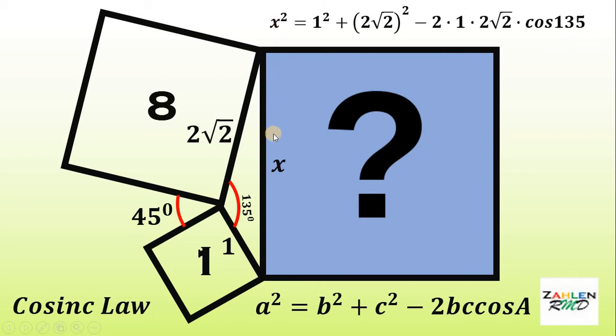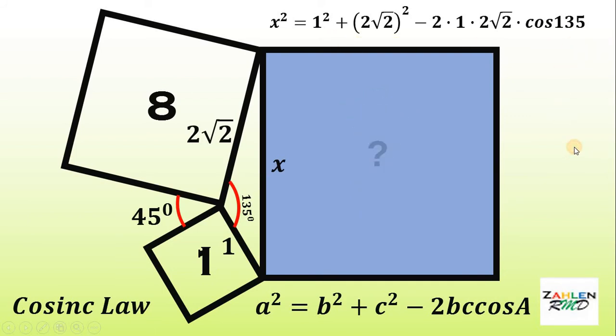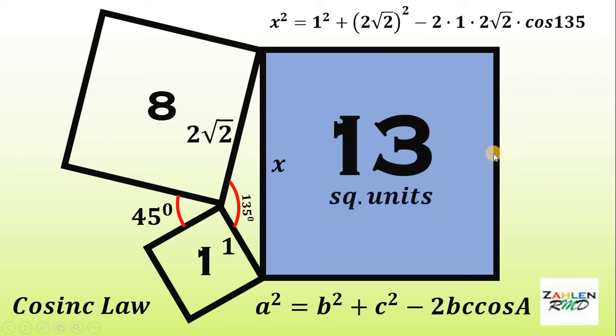Now this x represents the length of the side of this square. And don't forget our goal. Our goal is to find the area of this large square, and it is simply x squared. Therefore, if we simplify the expression on the right hand side, we will get the area of the square. Now to simplify, we know that cosine of 135 is negative square root of 2 over 2. Now multiply all those terms and we get that x squared is simply equal to 13. Therefore, the area of the big square is simply 13 square units. And we're done.